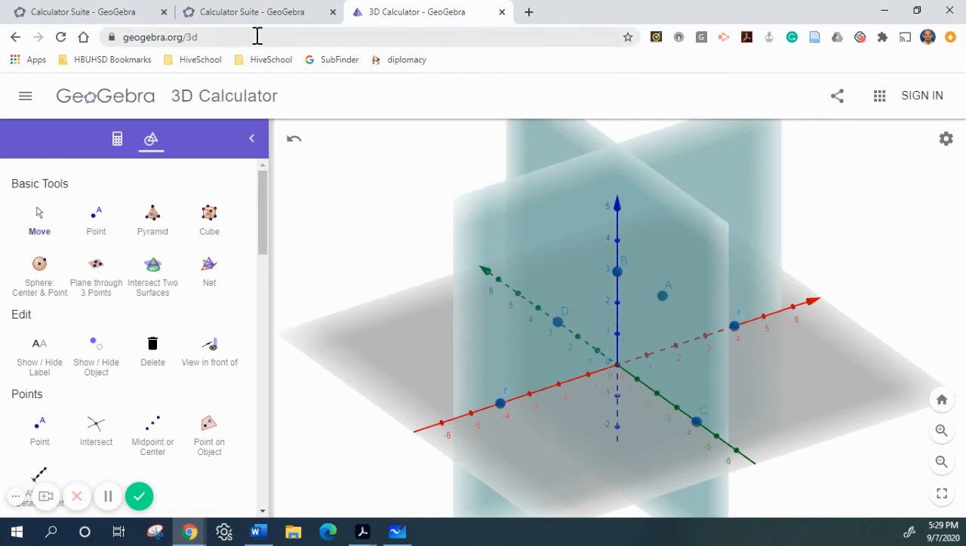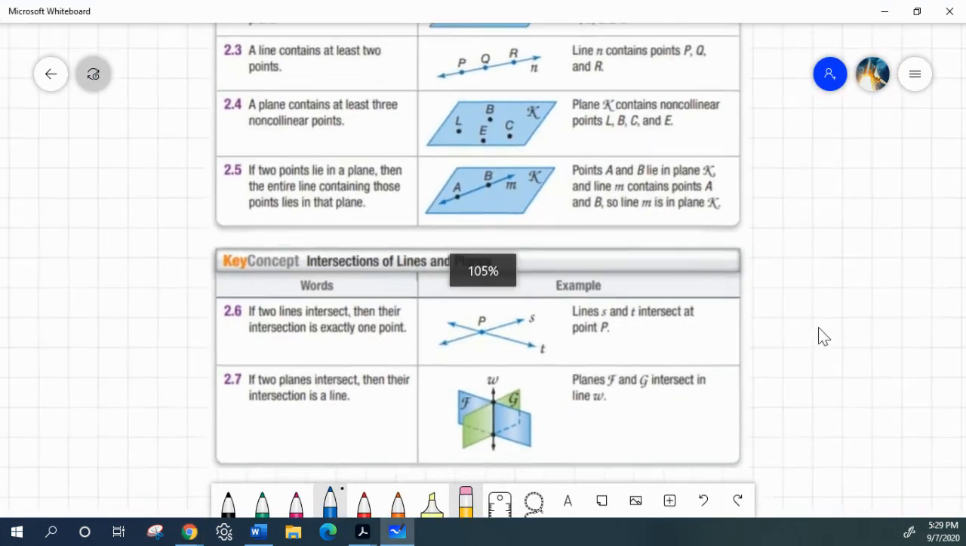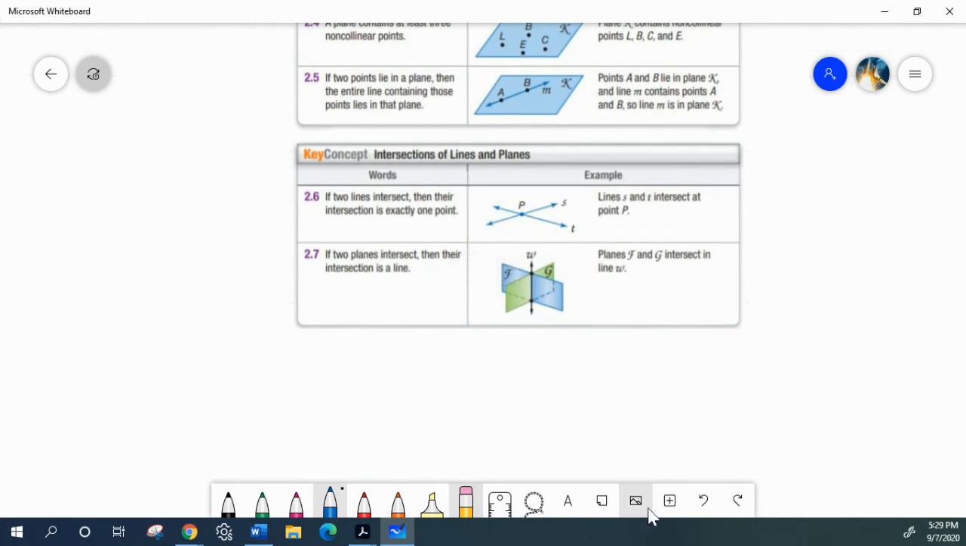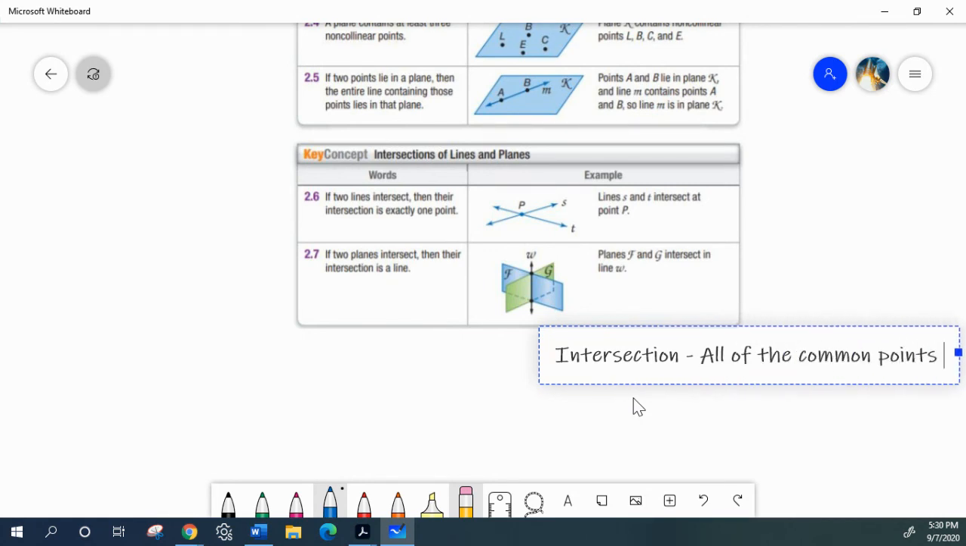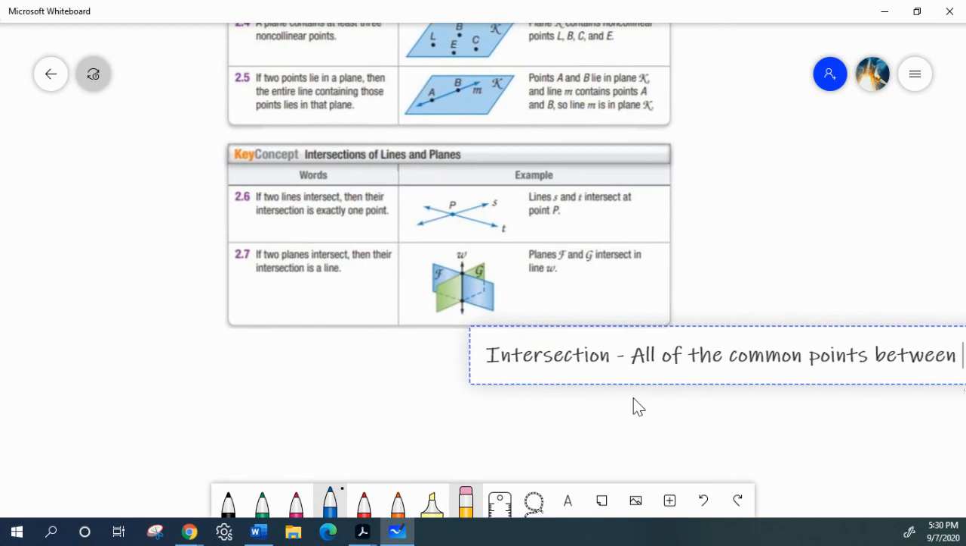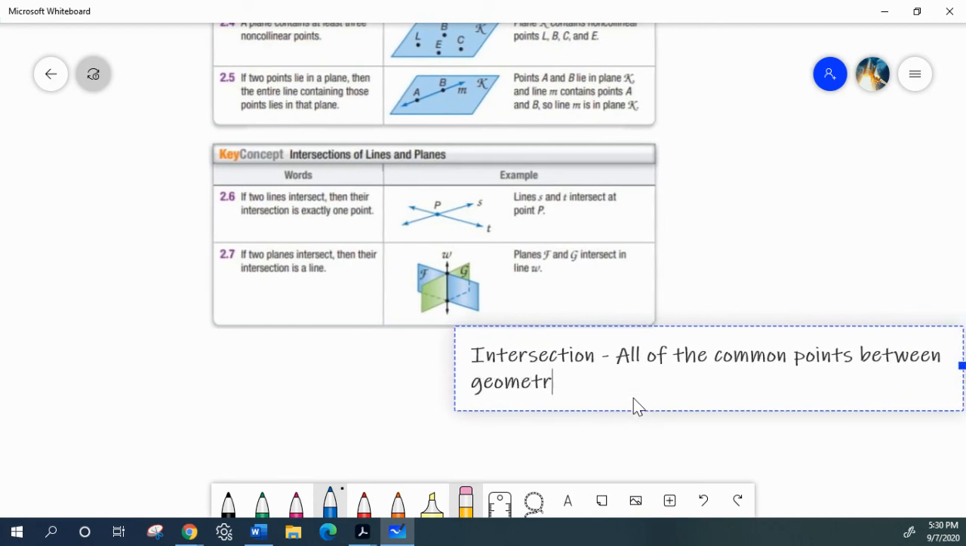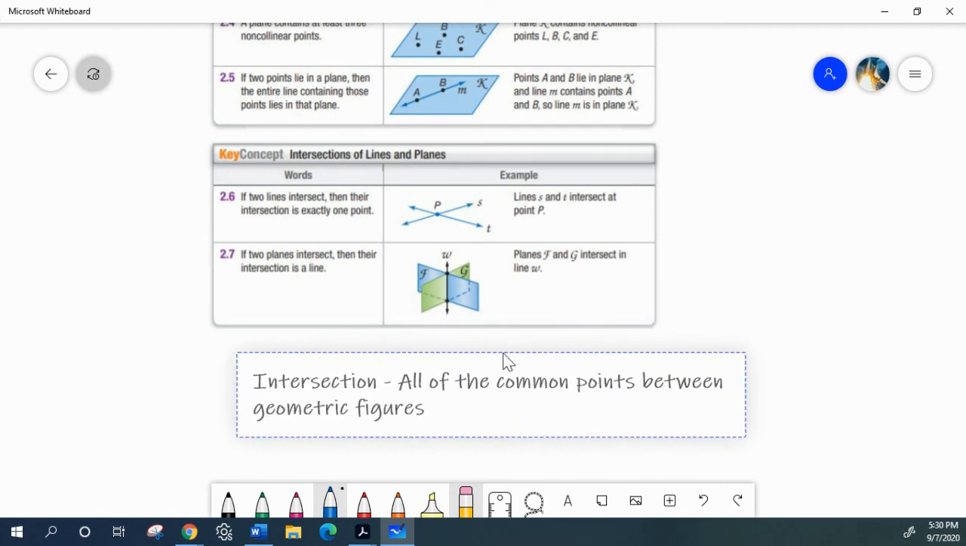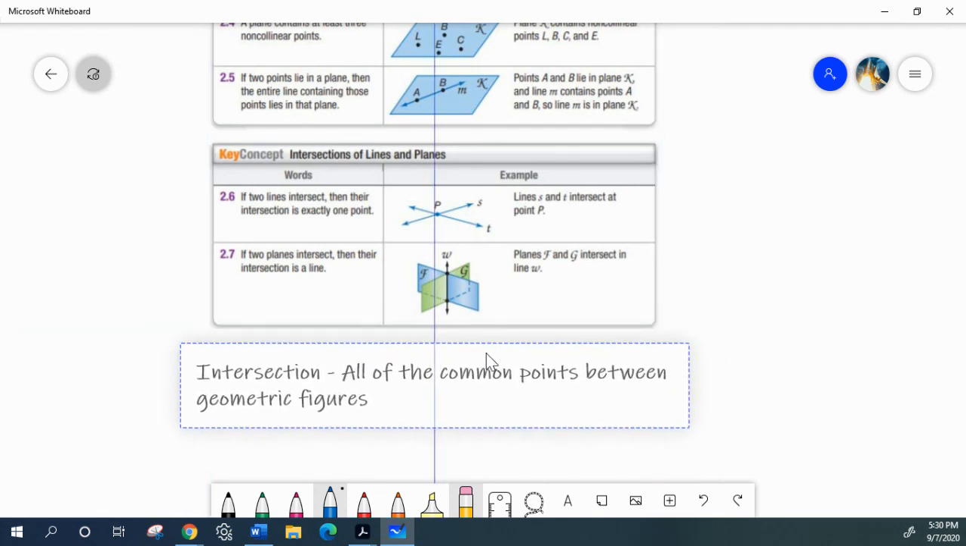So again, understanding that intersection, I'm going to define it on your notes here. When you hear intersection, we're going to give it a little bit of a new twist. The intersection of 2 objects is essentially all of the common points between geometric figures. Sorry about that. That means any points that they have in common.